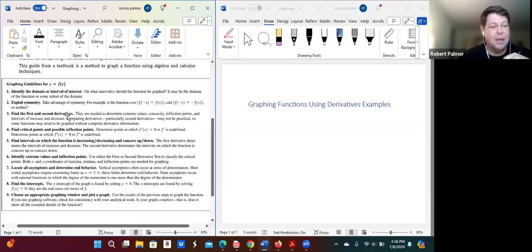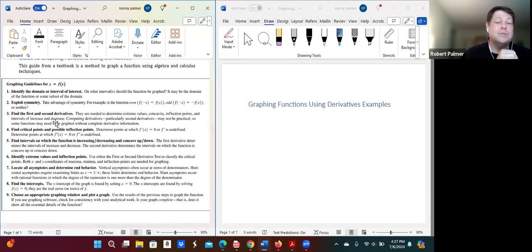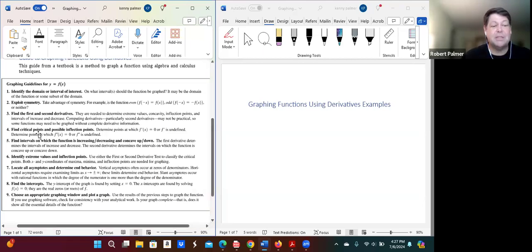Of course, we're going to find our first and second derivatives. That's going to allow us to find critical values and places where you could have inflection points. It also tells us about our concavity and places where it's increasing and decreasing. That will help us to better understand the function. And once you find the critical values and possible inflection points, you can also use the first and second derivative tests if you like. Find where the function is increasing and decreasing, where it's concave up and down.